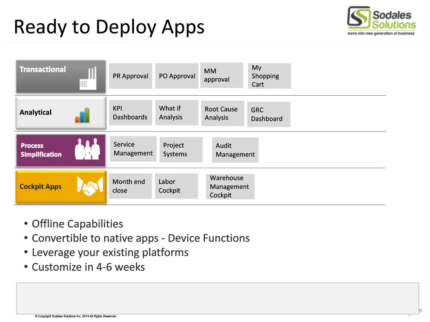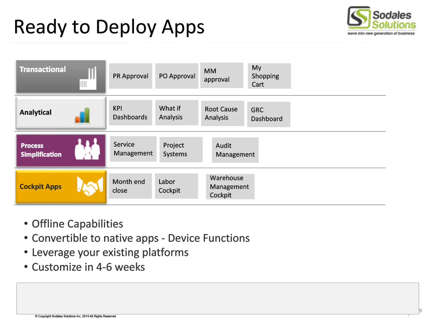And on the analytical side, we have dashboard, what-if analysis, root cause analysis, GRC dashboard. On the process side, we have simplified the entire module of service management, project systems, and audit management. It actually captures processes from different areas. And finally, we have cockpit apps, which are very unique. Month-end close is one of them, labor cockpit is the other one, and then we have warehouse management. And why we call them cockpit apps is because they're also leveraging non-SAP backends as well as other platforms like Google Apps to make it more intuitive.